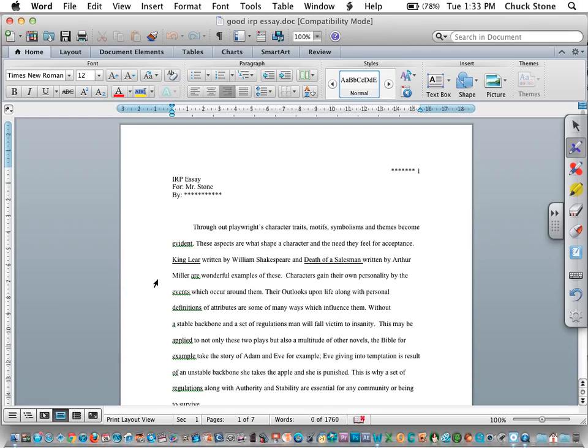Throughout playwrights, character traits, motifs, symbolisms, and themes become evident. These aspects are what shape a character and a need they feel for acceptance. King Lear, written by William Shakespeare, and Death of a Salesman, written by Arthur Miller, are wonderful examples of these.